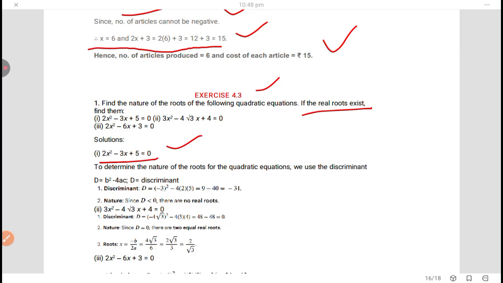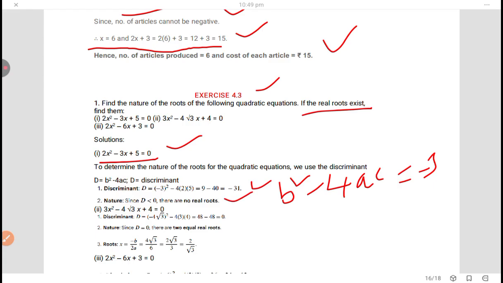To check the nature of the quadratic equation roots, you should find out the discriminant. That means b square minus 4ac, you have to find. If it is negative, then there are no real roots. So in this case, it is negative, so no roots.